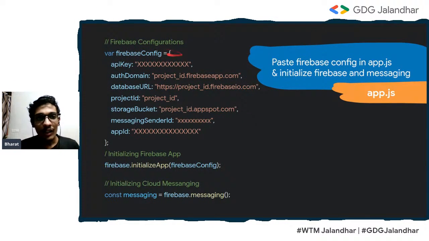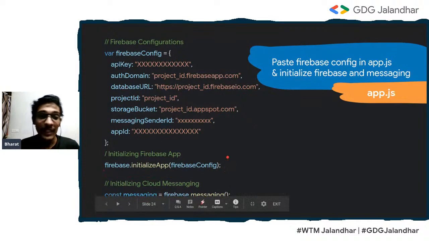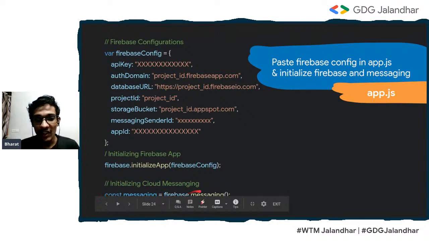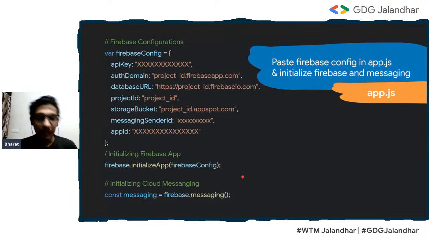As I already told, when you create a new project, you will get a config file with some configurations, which will look something like this: API key, auth domain, database, and other things. We're not going to use each and every one of them. We just need to use the messaging ID. You just need to paste this config into your app.js file, and after that, you have to initialize your Firebase application, which the keys belong to. We are using firebase.initializeApp with the Firebase config, and after that we are initializing Firebase messaging, and that's it. We are good to go with Firebase messaging.